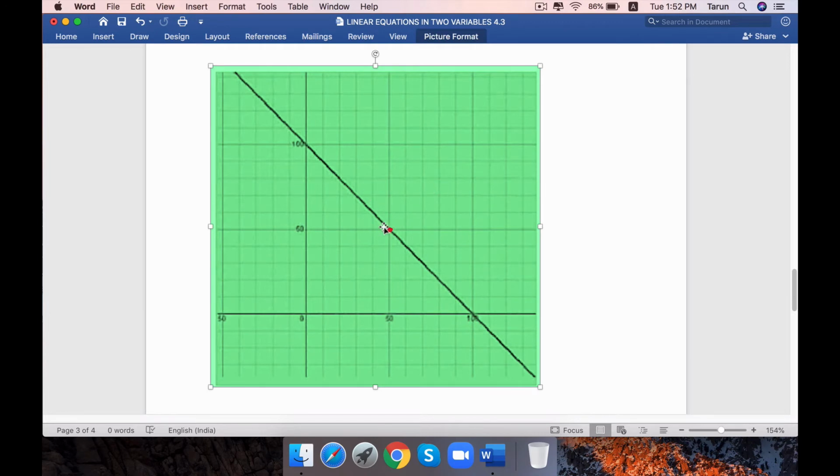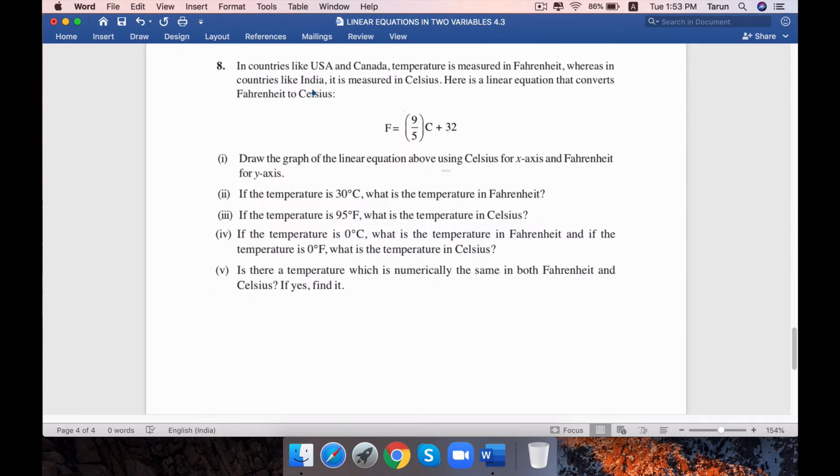If we draw the graph, this is how our graph will look. Over here we will have 0 comma 100, over here 50 comma 50, and over here 100 comma 0. Moving to the next question, question 8.